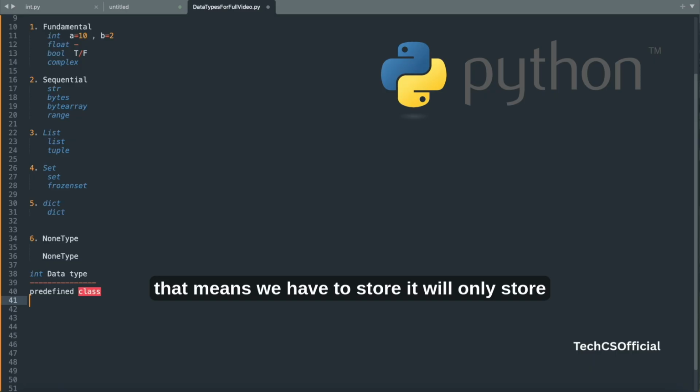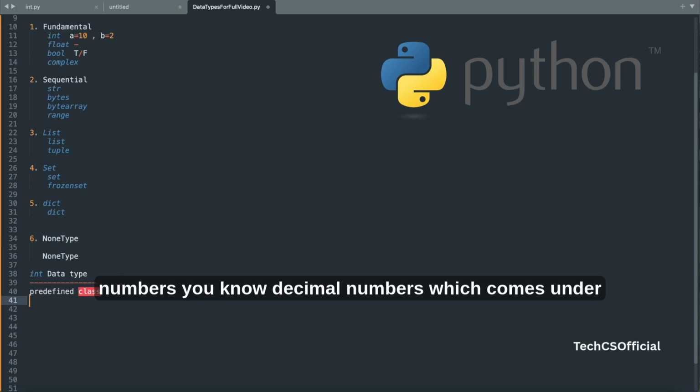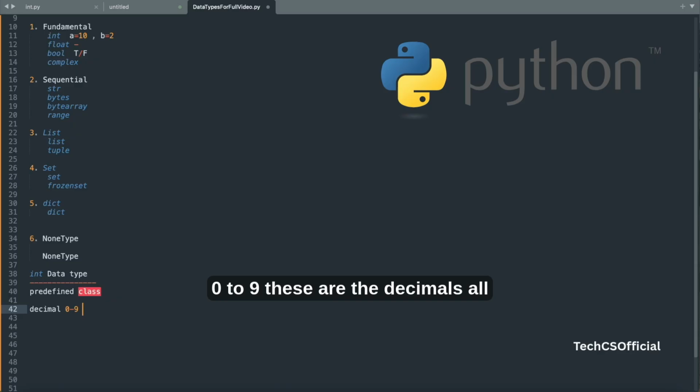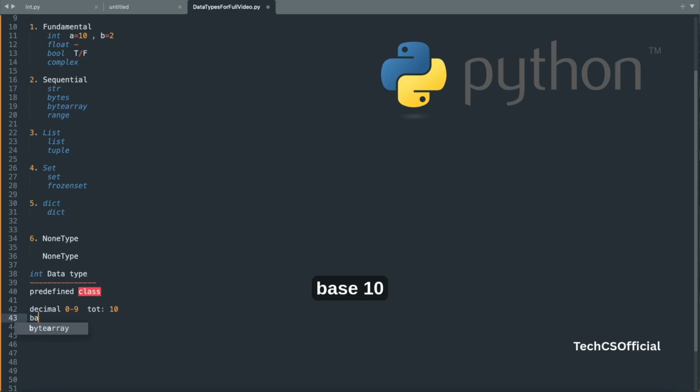That means it will only store integer data, that is decimal numbers, which come under 0 to 9. These are the decimals. What is the total? 0 to 9, that is a total of 10. So we can say they are base 10 literals.